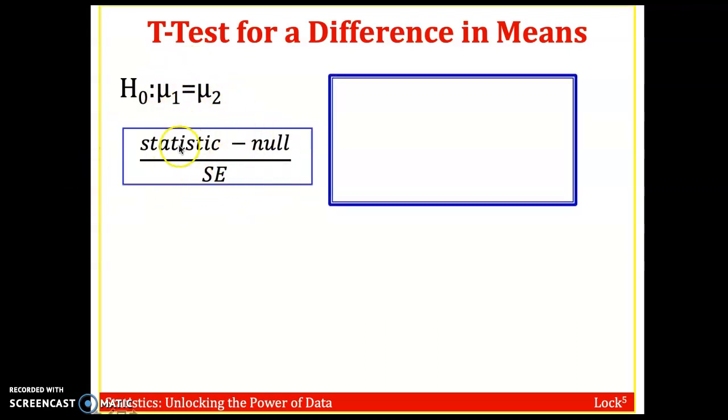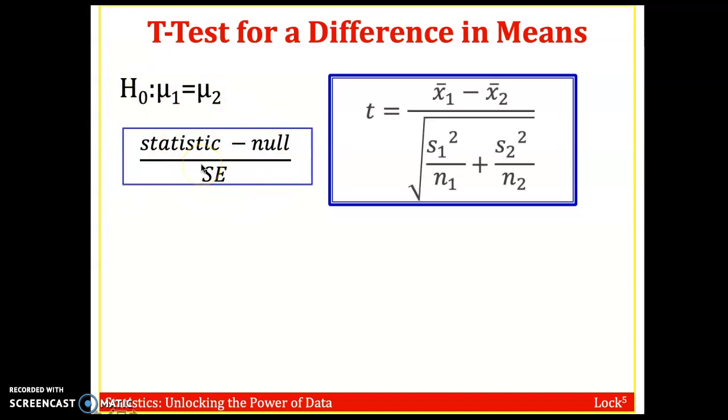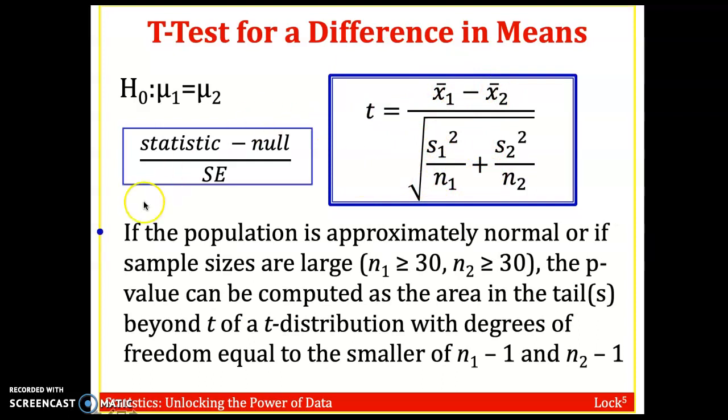Our test statistic is going to be your statistic minus the null over the standard error. So in this case, that's given here. Again, this is going to be on your formula handout. T is the difference of the two sample means divided by that standard error formula. And as before, we need to assume the populations are normally distributed, or we're safe as long as the sample sizes are big enough, at least 30. They both have to be at least 30.